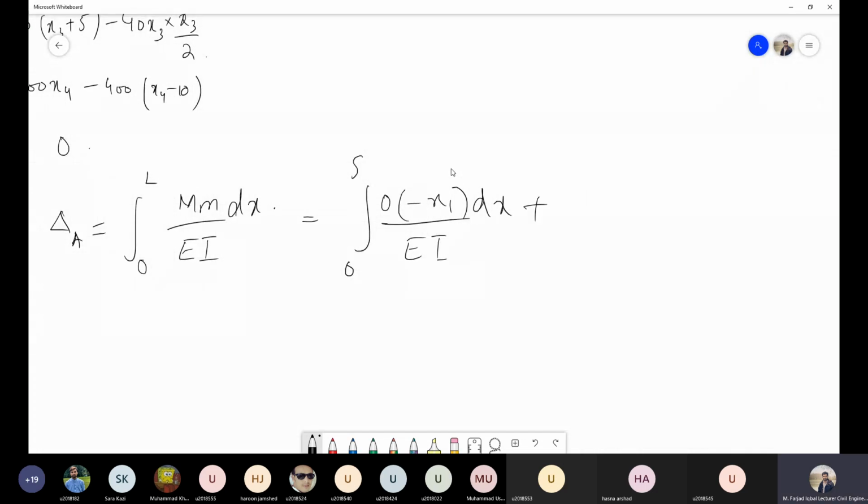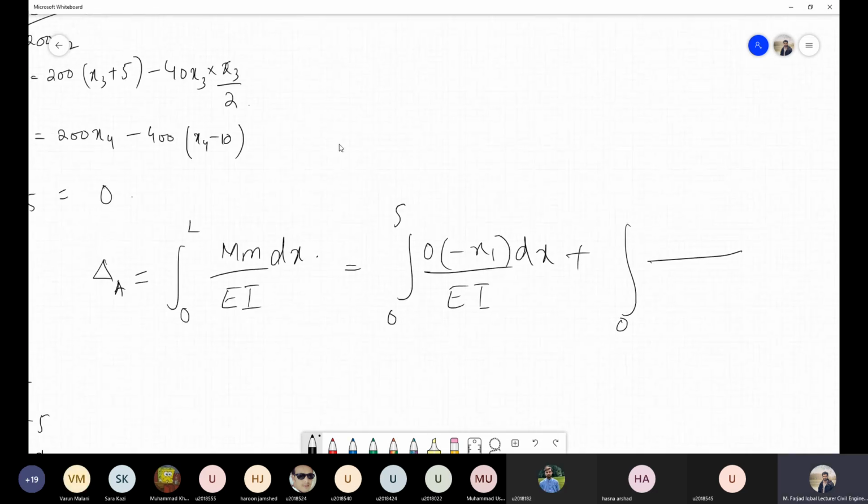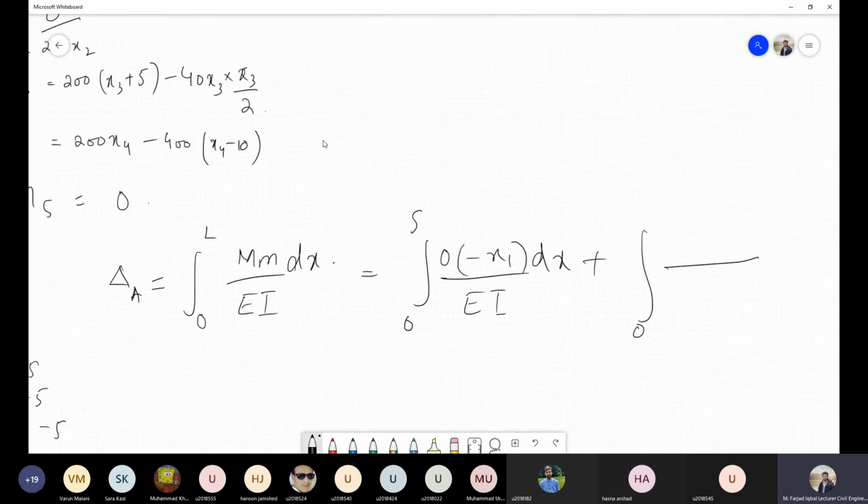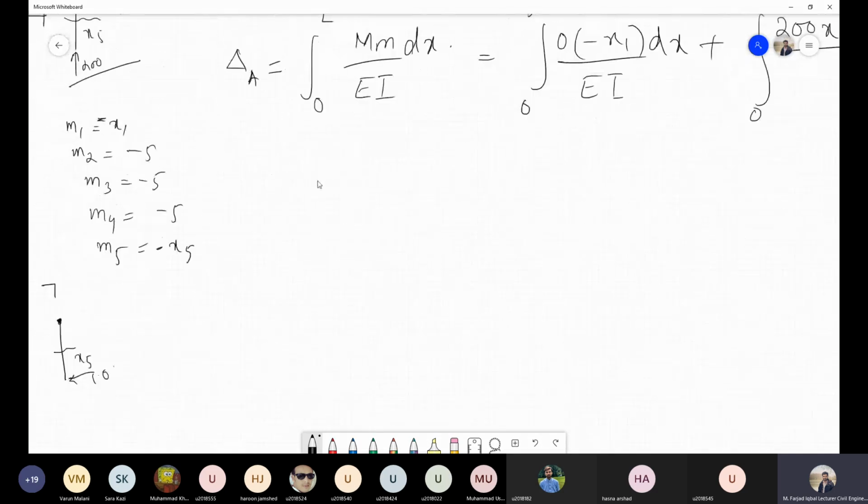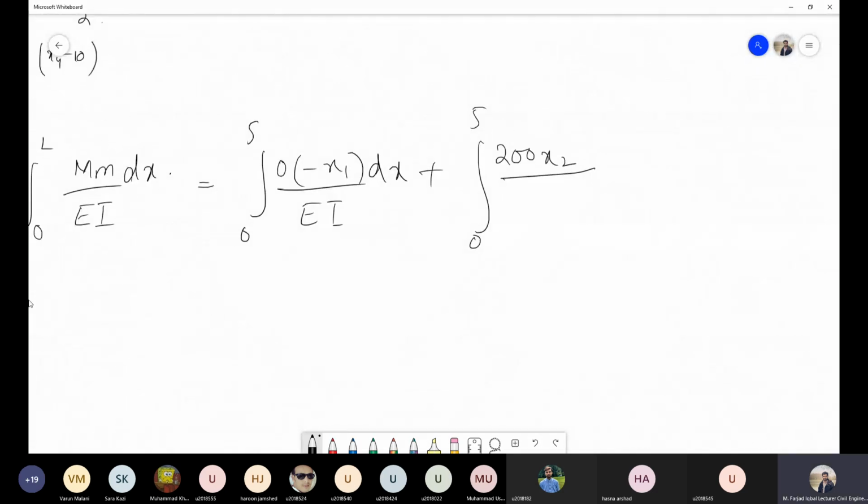The second one is section x2. What will be the limits for section x2? 0 to 5. Again it is 0 to 5. The moment is 200 into x2 and the small m is minus 5. So that will be minus 5 over EI into dx. What about third section?